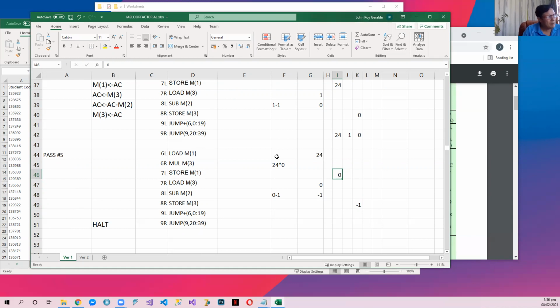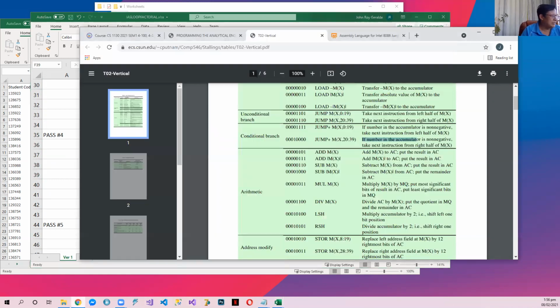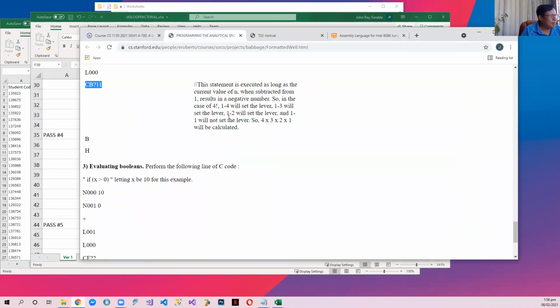Any questions so far? So there is the main issue here. Although CB and Jump Plus are almost the same, they differ in 1 minus 1. 1 minus 1 for the IAS will still set, but 1 minus 1 for the analytical engine will not set. Do you follow? They are not exactly the same.